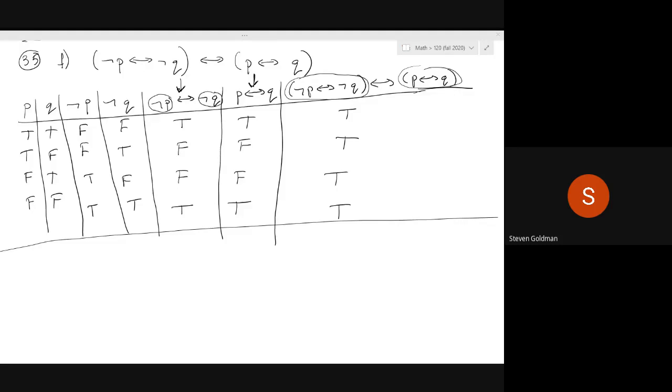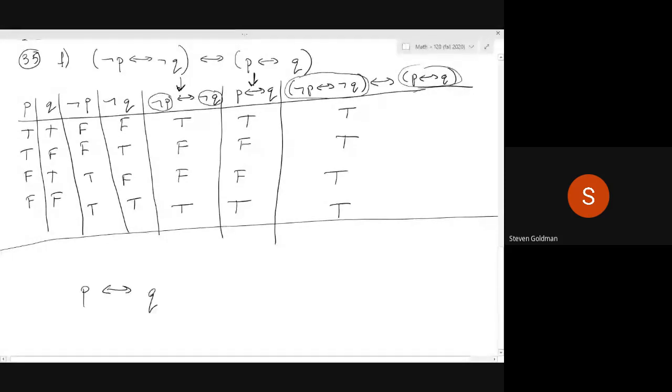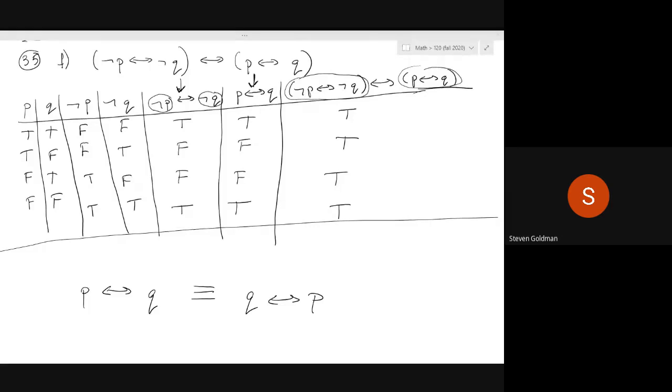Does the order matter? On a biconditional statement, the order doesn't matter. P if and only if Q is the same thing as saying Q if and only if P. It's only a conditional statement where there's a hypothesis and a conclusion, so if you change their order, then that's a different sentence.